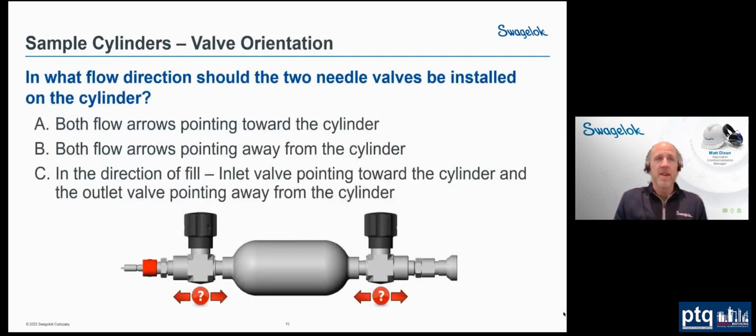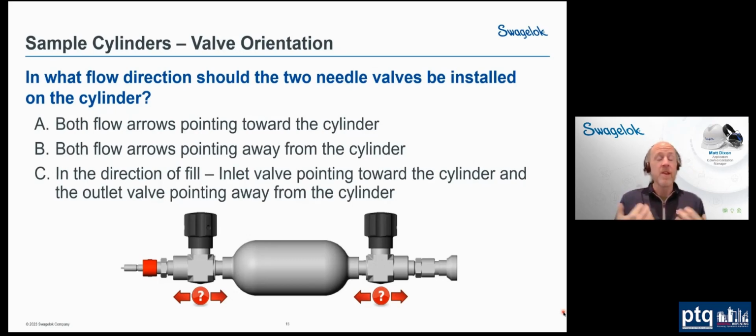Now, when we're assembling a sample cylinder assembly, take a moment to think about this. What should the orientation of our valves be on our sample cylinder? Again, these are needle valves that have a definite flow direction. Should that flow direction be such that the arrows are pointed away from the cylinder, or pointed towards the cylinder, in the direction of fill?